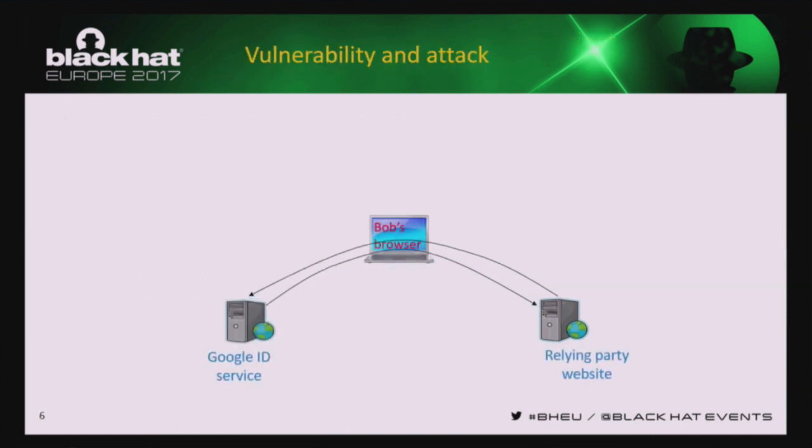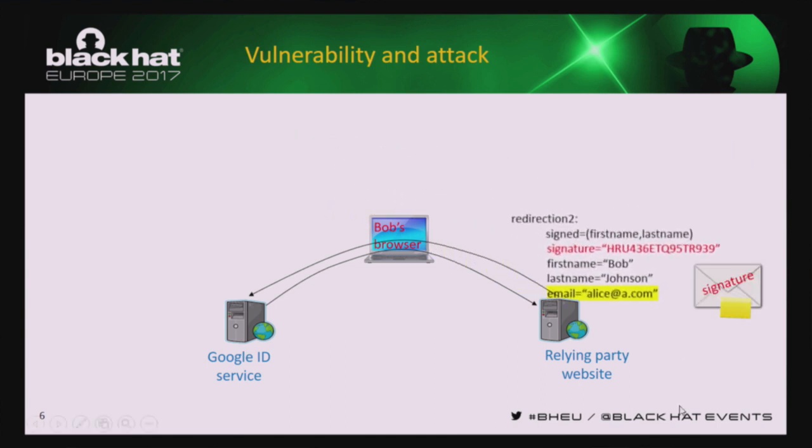However, when we consider the real scenario, it is a little bit complicated because now let's assume Bob is an attacker. Now what Bob can do is to remove email from redirection 1. So in this situation, from Google's standpoint, it looks as if the relying party was only interested in first name and last name. Okay, so Google will respond with this sealed envelope, which only contains first name and last name. But now Bob just attaches another field called email equals alice@a.com. So think of this as a sealed envelope, and on top of that is a yellow sticker, which says alice@a.com.